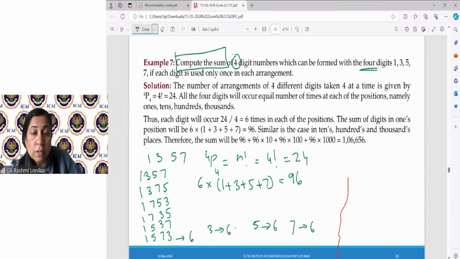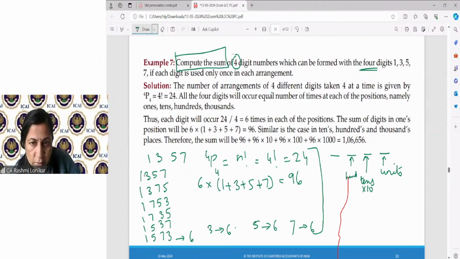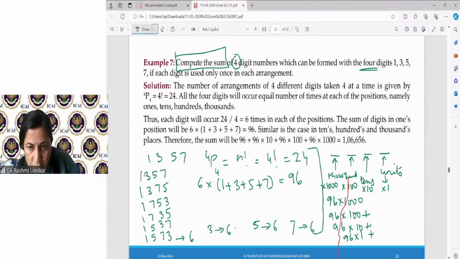Now you have 4-digit numbers. This is the units place, this is the tens place, so whatever this number is, into 10. This is hundreds, so into 100. Units is into 1, that's why I did not write it. And this place is thousands, so into 1000. This is 96. So this is 96 into 1000 plus 96 into 100 plus 96 into 10 plus 96 into 1. This is equal to 106656.